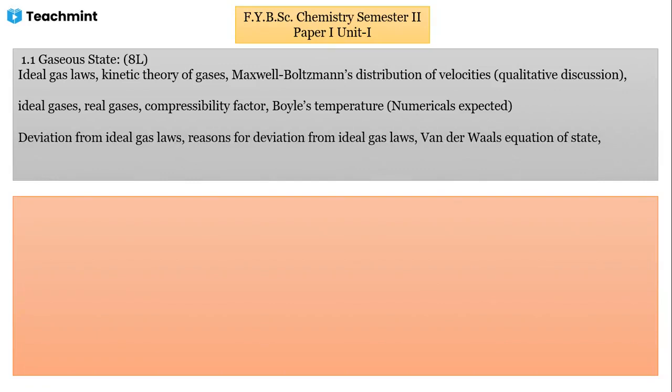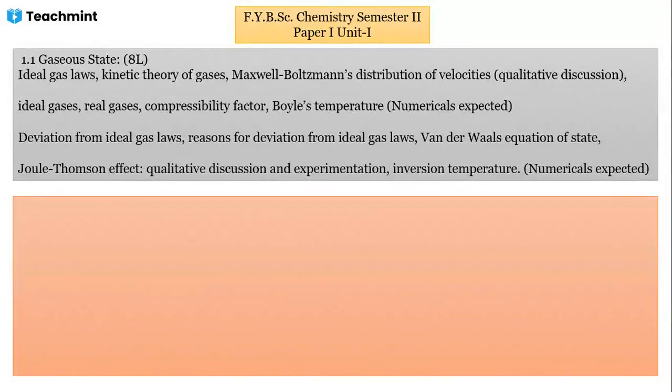Then deviation from the ideal gas laws, reason for deviation from ideal gas law, van der Waals equation of state. Then the Joule-Thomson effect, we have to see a qualitative discussion and its experimentation, inversion temperature, and the numericals based on this we have to solve.